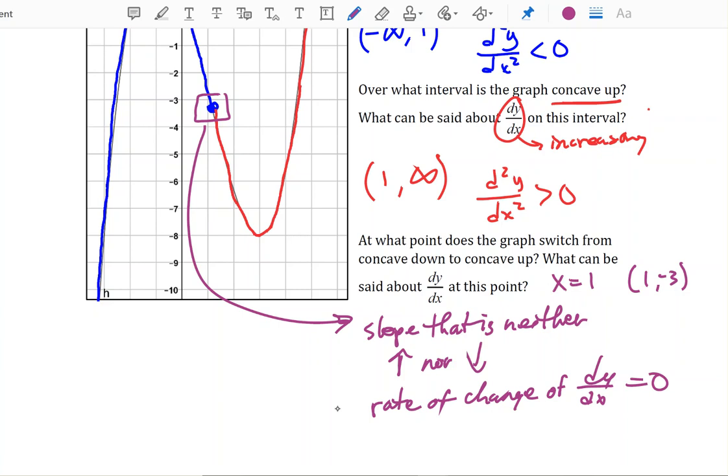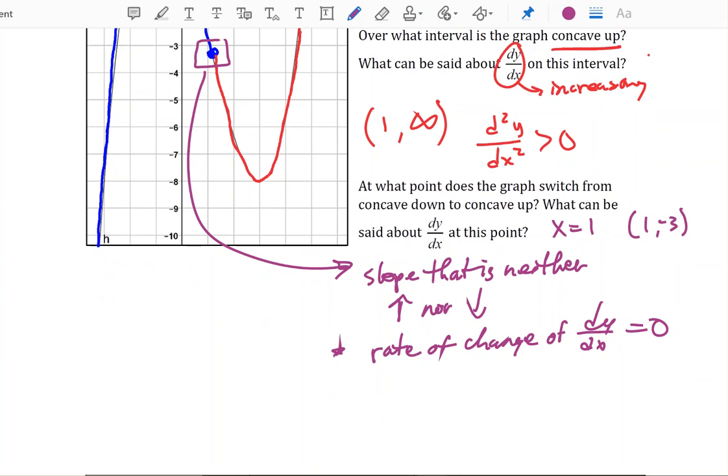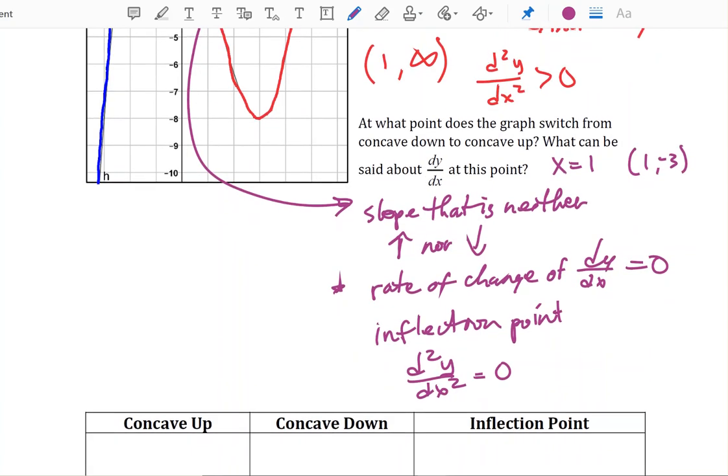Well, this point, you may remember, has a name. When we studied cubic equations in AAT, or in Algebra 2, we learned to call this point the inflection point. And what is unique about the inflection point is that the second derivative is equal to 0 at that point. The slope is neither increasing nor decreasing. At that moment, there's just a brief moment where it is neither concave up nor concave down.